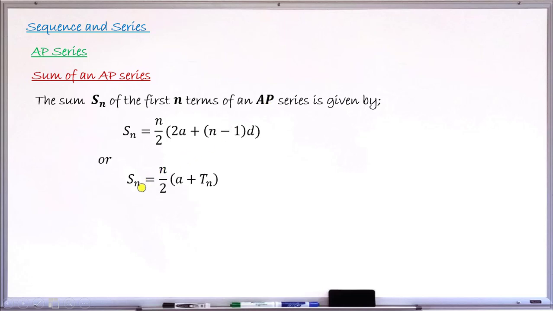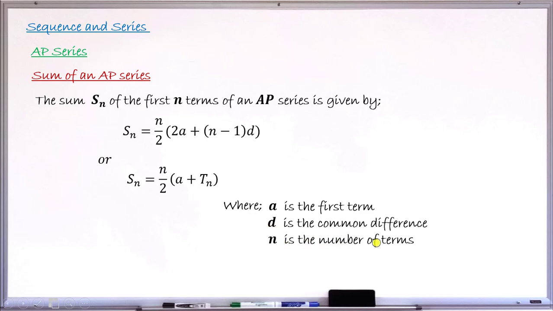It says Sn equals n over 2 multiplied by a bracket. Inside the bracket is a plus tn, where a is the very first term of the AP, d is the common difference, n is the number of terms, and tn is the last term. These are the variables contained in these two formulas. You can use either the first one or the second one, depending on what you have in the question.